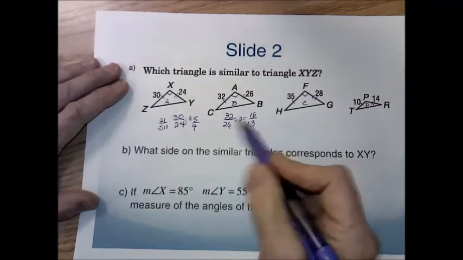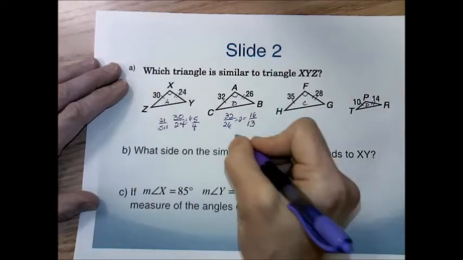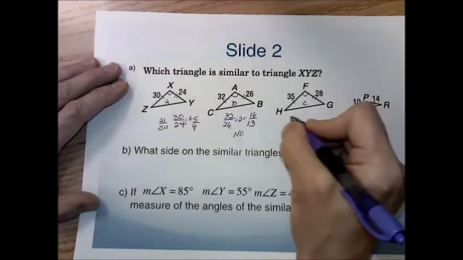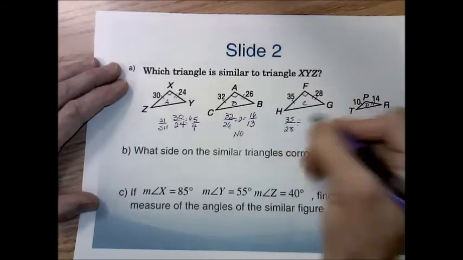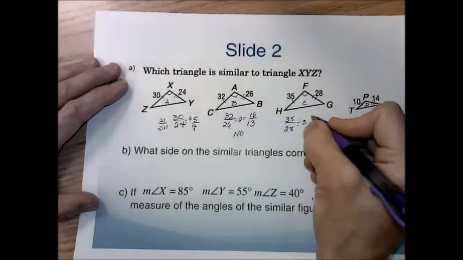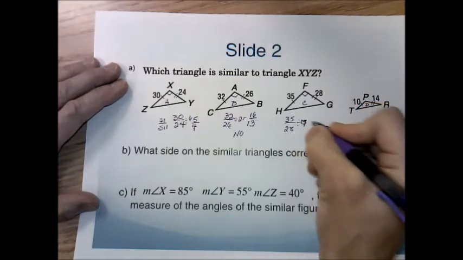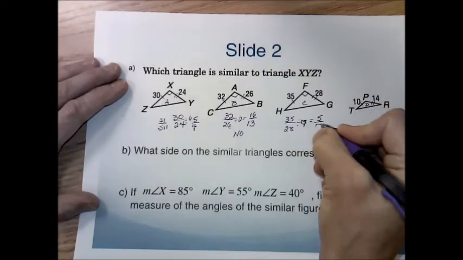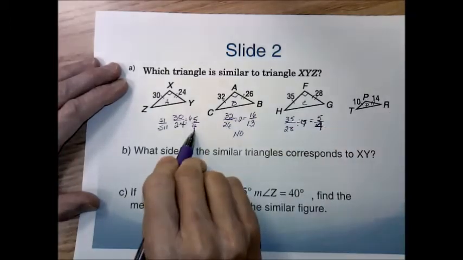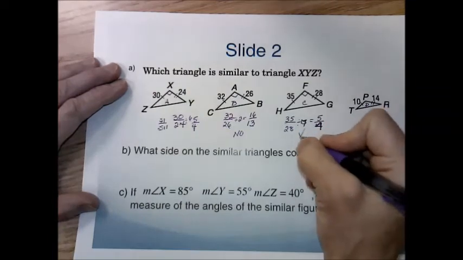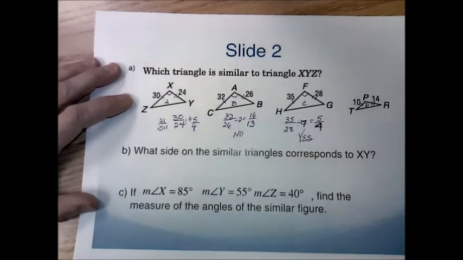Is 16 over 13 equivalent to 5/4? No. Now our next one, side 1 would be 35 over 28. We can reduce this by dividing by 7, and that would be equal to 5/4. And is 5/4 equivalent to 5/4 in the first one? So that would be a yes, that is similar.